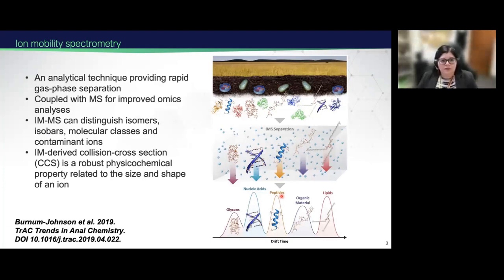Ion mobility spectrometry is an analytical technique that provides rapid gas phase separation. It's increasingly being coupled with mass spectrometry to improve omics measurements, because ion mobility mass spectrometry can distinguish isomers and isobars, which are impossible to distinguish by mass spectrometry alone. And using ion mobility, we can measure collision cross-section, which is a robust physical-chemical property reflecting the size and the shape of ions, and we can use this to increase our confidence in molecular identification.